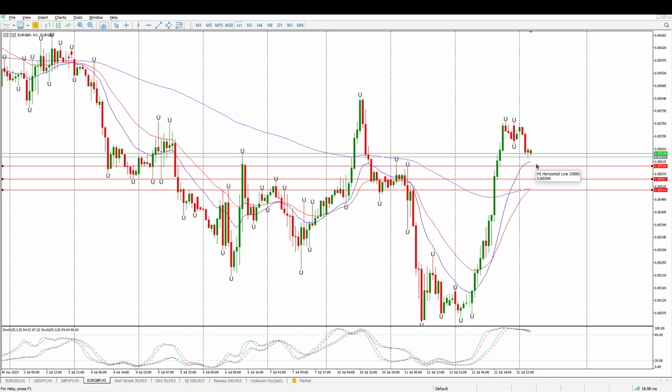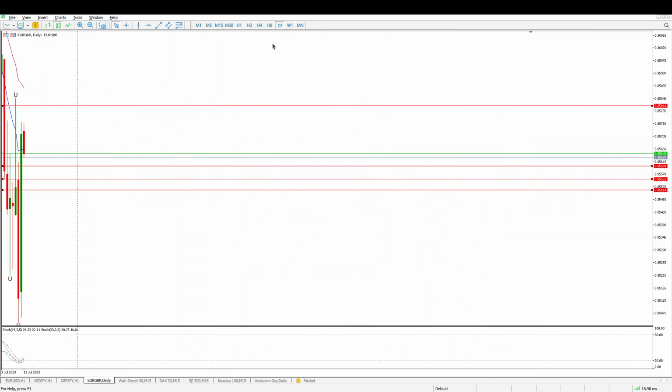So we're looking for a pullback onto 0.85599 or 0.85552 or ultimately 0.85514. Pull back onto there, and we're looking for another move up. The target is pretty clear in my eyes. It's going to be this area right here, and that's 0.85814. That would be our target.